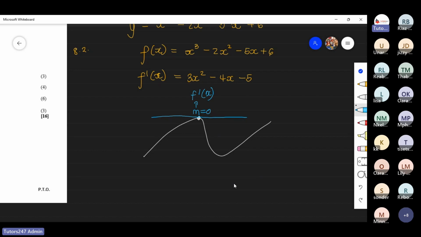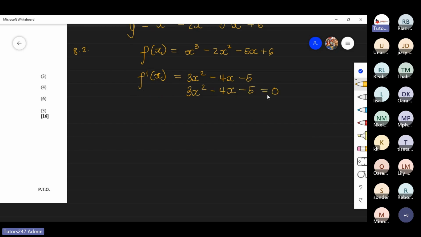So the reason that we equate this to 0 is because we are not technically equating but substituting 0, because the gradient at the stationary points is 0. This f prime of x is 0. So technically we're just substituting f prime of x as 0. That's all we're going to do. So we have 3x squared minus 4x minus 5 equals 0.